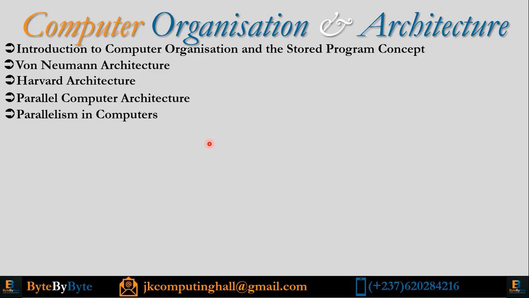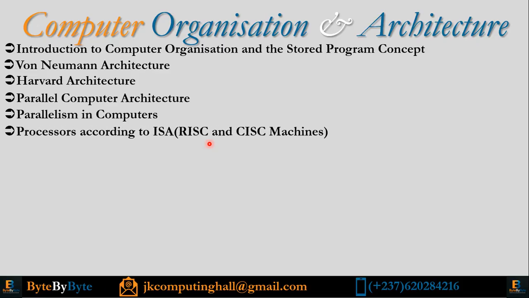From there, we move to parallelism in computers. We are going to see how computers, the different techniques they put in place to perform parallel computing. From there, we shall see processors according to instruction set architecture, also known as the RISC and the CISC machines. From there, we are going to look at the processing unit and its components.